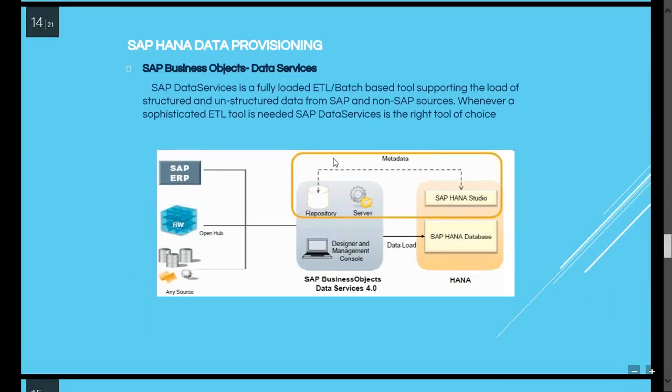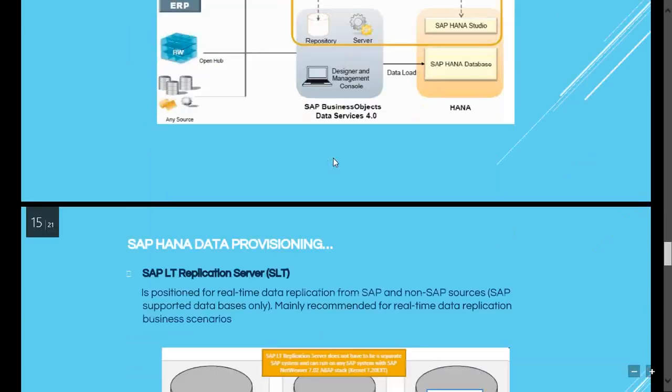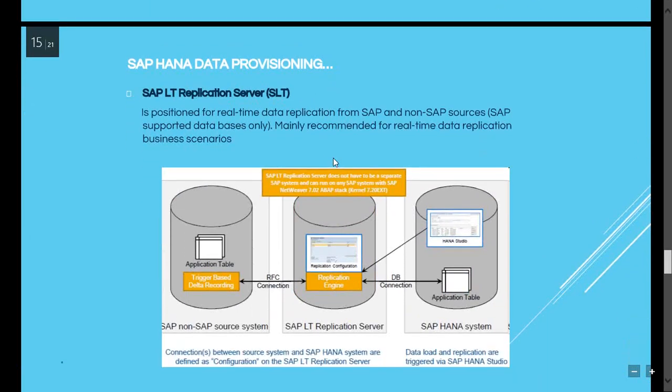Next are the data provisioning methods available with HANA. We have different methods or technologies used to get data into the HANA database. We call it data replication or data provisioning. One method is Business Objects Data Services, an ETL-based tool which loads both structured and unstructured data from both SAP and non-SAP source systems into the HANA database. We are going to see the lab session of this BODS, and we'll replicate the data from the ECC system into the HANA database.